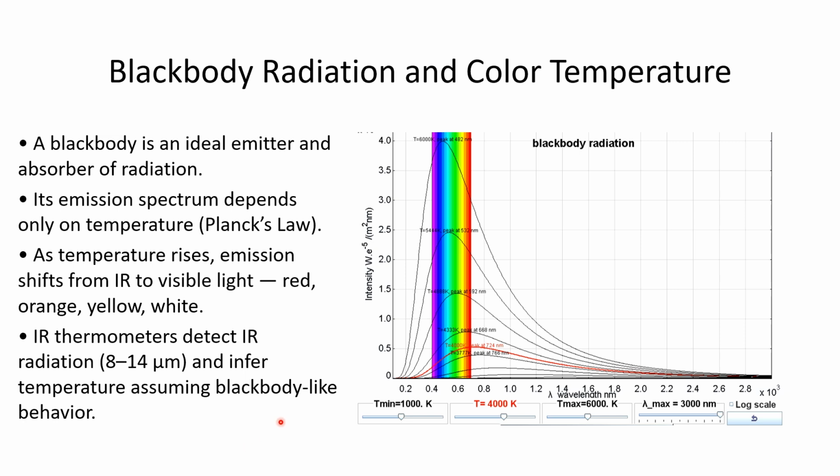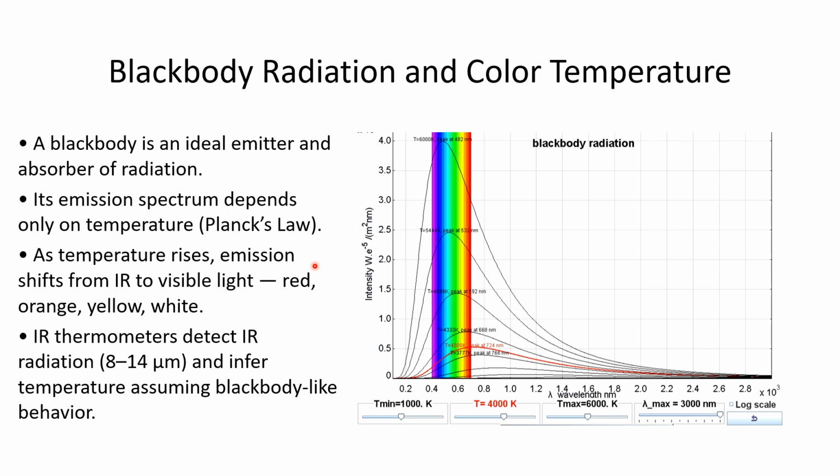Blackbody radiation and color temperature. So the idea of the infrared thermometer goes back to the idea of blackbody radiation, which was first studied by Max Planck back in the 1920s, 30s, somewhere in that region. And it measures the temperature of an object based on the amount of light and what the wavelength of that light is that comes out.